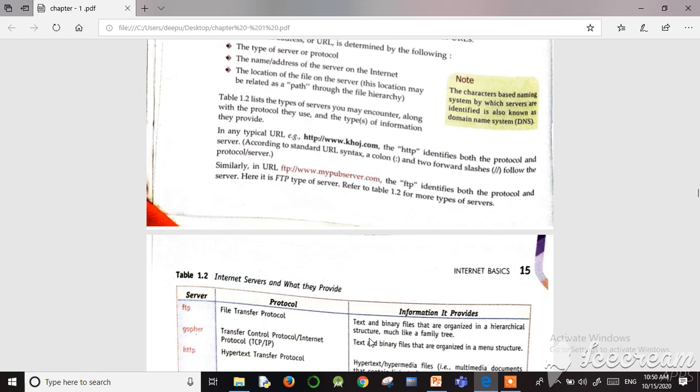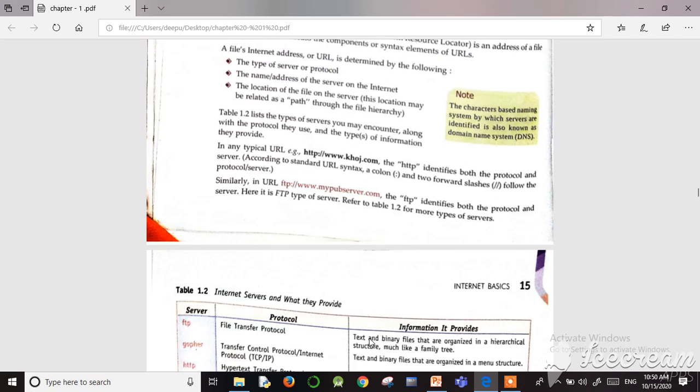So it is character-based naming. It is easy to remember English-like characters, like www.microsoft.com or www.facebook.com. That's why we are using the domain name system. The character-based naming system by which servers are identified is called the domain name system. Either we can use a domain name or an IP address. IP addresses are only numbers, and we cannot remember those numbers, so instead we use this character-based naming system, which uses only English letters, so it is easy to remember. This is called DNS.